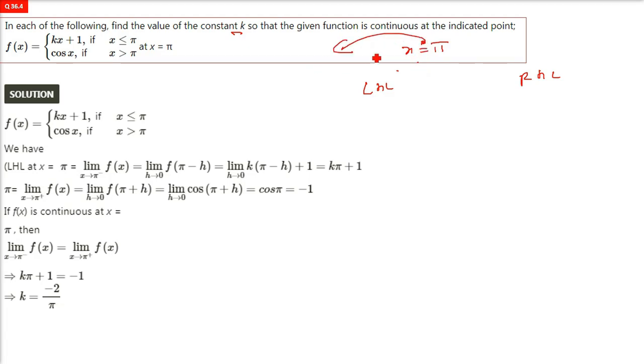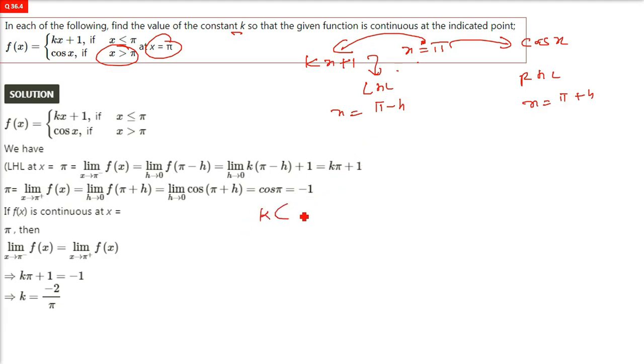When you go a bit backwards, for x less than pi, you use kx plus 1. When x is greater than pi, you use cos x. So x is pi minus h on the left hand side, and x is pi plus h on the right hand side. So in place of x I am writing k times pi minus h, plus 1. On the right we use pi plus h, so cos of pi plus h.